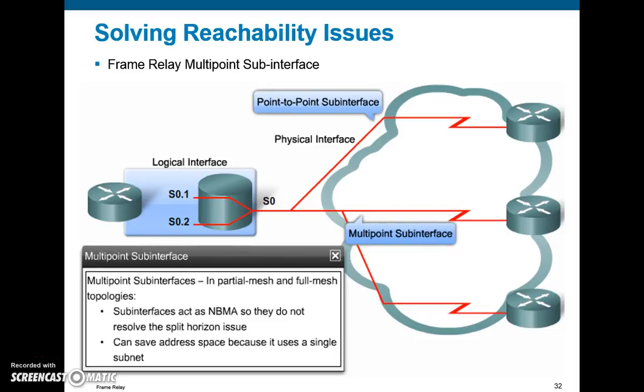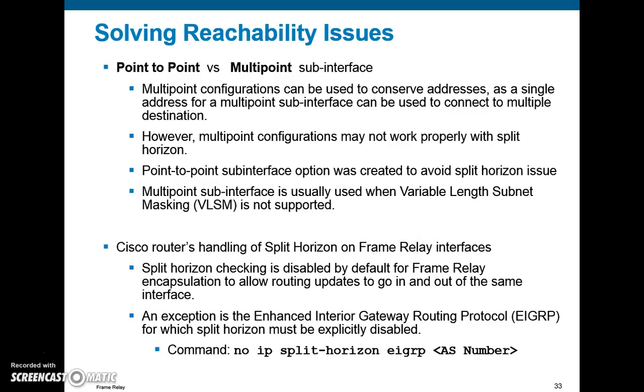The advantage of having multipoint sub-interfaces is that you can save address space, because all these sub-interfaces belong to a single subnet. So it helps to save IP addresses. But it's not really useful for resolving the split horizon problem. So multipoint sub-interfaces help to conserve IP addresses, but do not work well with split horizon. If you want to solve the split horizon issue, we use point-to-point sub-interfaces.